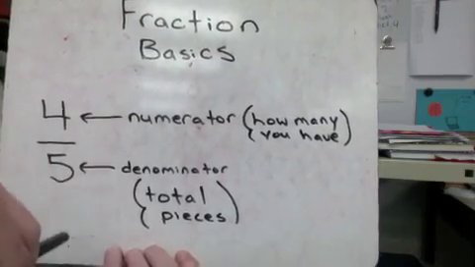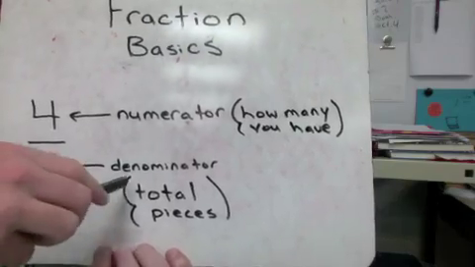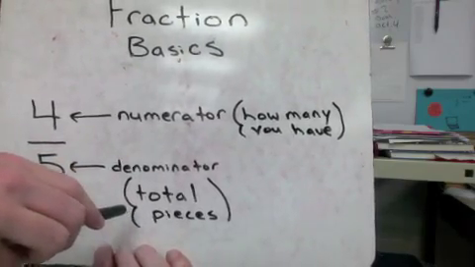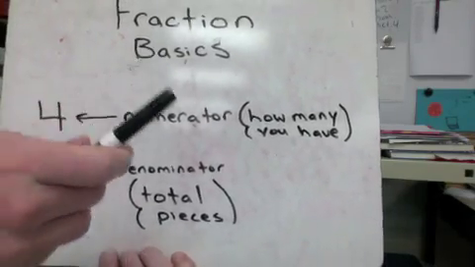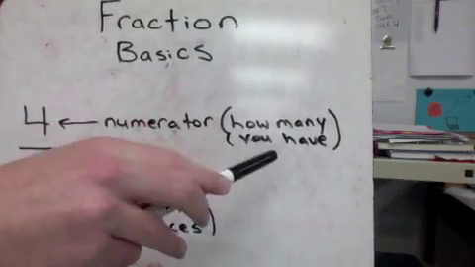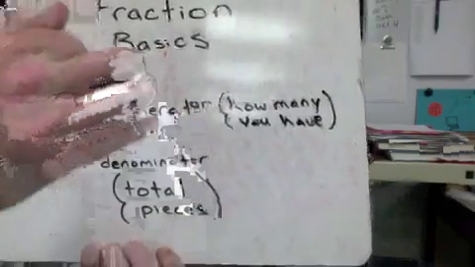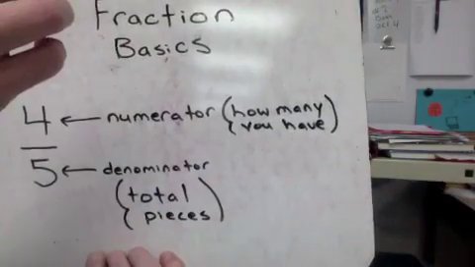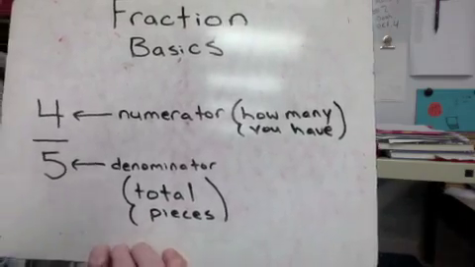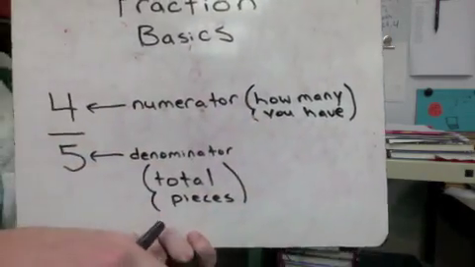What these two numbers signify is the bottom number, the denominator, is how many total pieces your whatever is cut into. The numerator, or the top number, is how many of those pieces you actually have, how many of those pieces are shaded in. Many different ways we could look at that. But it's basically, here's your total, and here's how many you have out of that total.